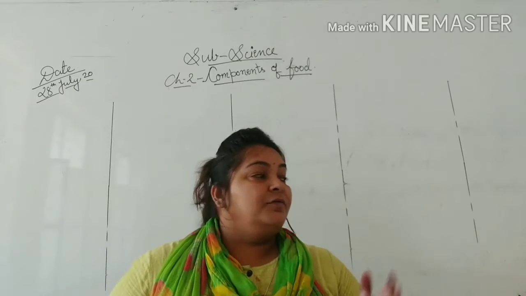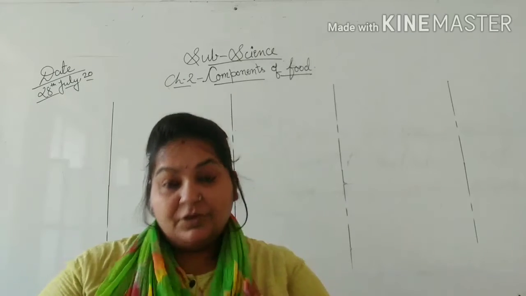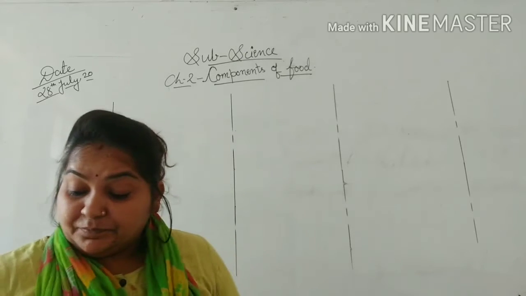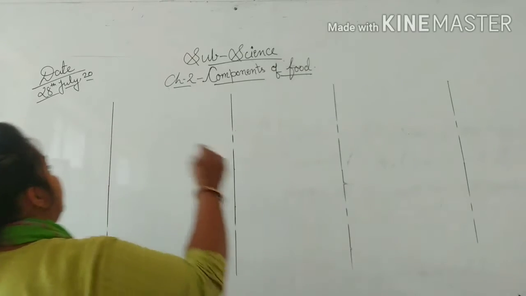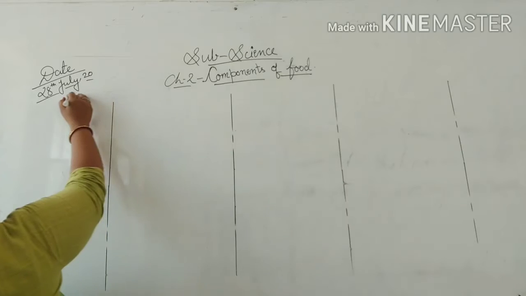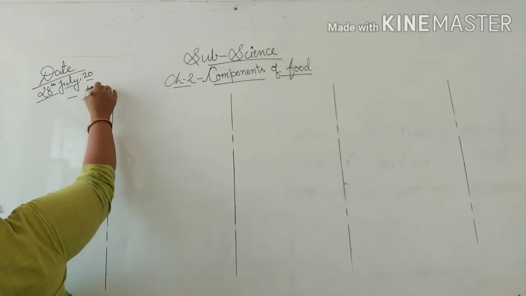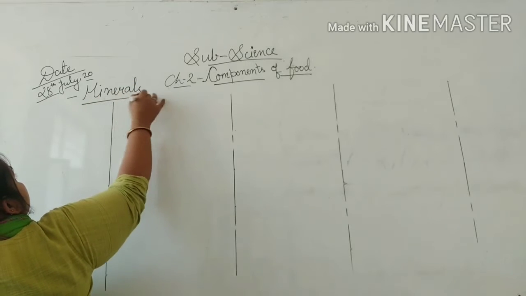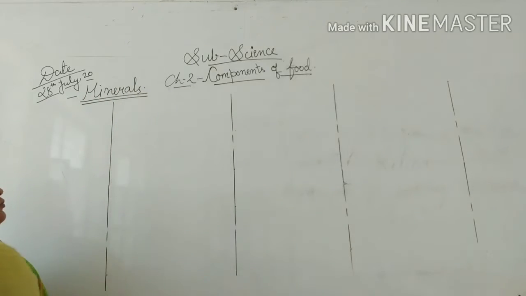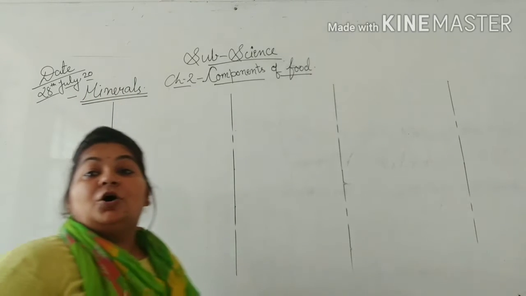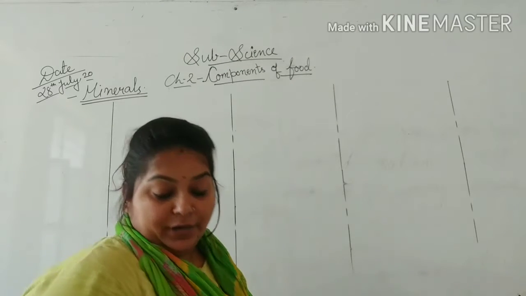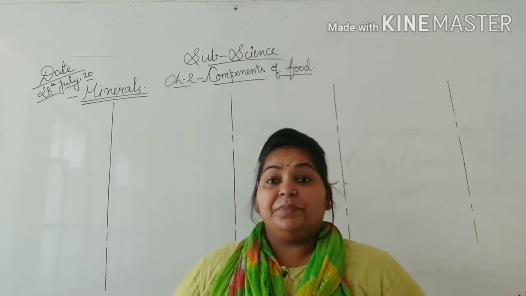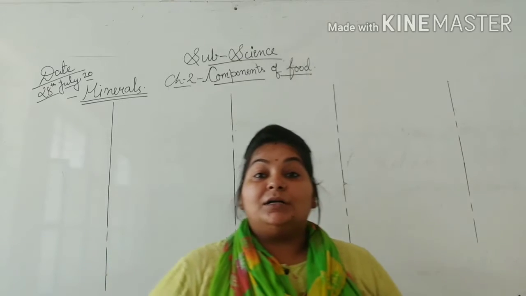Today, going further with the chapter, we are going to discuss our next topic, that is deficiency of minerals. If deficiency of minerals happens, what do we have to do to cure that deficiency, and what fruits or foods should we take? So slowly we are going to discuss first about the minerals. Now what are the minerals?